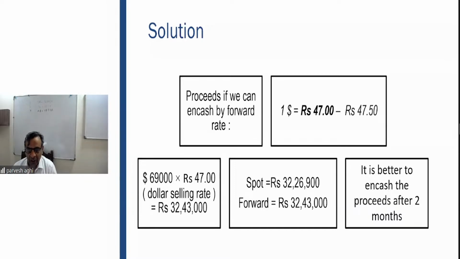Whether to convert now or convert after 2 months. If I convert now, I get 10% rate of interest. I use the spot rate. But if I convert after 2 months, I'll convert at the forward rate. But there I'm not going to get any interest because I'm going to view both the options. So I find the forward rate was better because I was getting 32 lakh 43,000. Now I think it is clear.